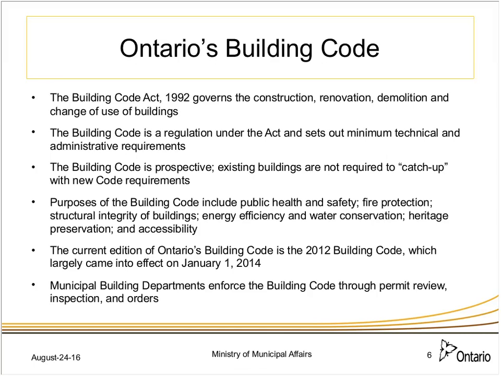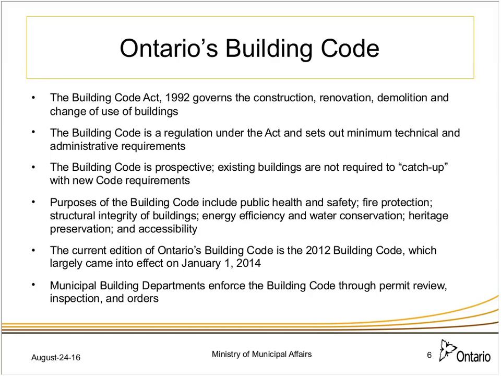First of all, the main thing to note is that the Building Code is a regulation. It's passed under the Building Code Act 1992, and that governs the construction, renovation, demolition, or change of use of buildings, which is a fairly broad scope. And what it does is we call it the mandatory minimum that you have to accomplish in order to get a building permit. So it sets out technical requirements. It also sets out a number of administrative requirements for applicants and building officials.